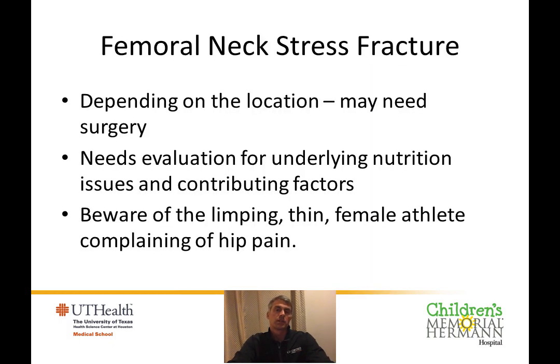So this is something that we not uncommonly see, particularly as we try to, quote, make up for lost time, really increasing intensity of training, mileage, particularly in the female athlete. Some of them may actually need surgery, and some of them can cause significant problems if they're left untreated. One important part as we get back into training is evaluating for underlying nutritional issues and contributing factors. So in summary, you want to beware of the limping, thin female athlete that complains of hip pain.